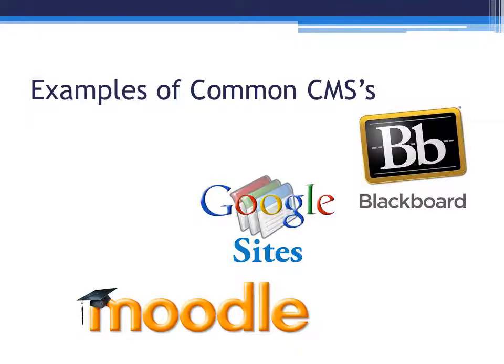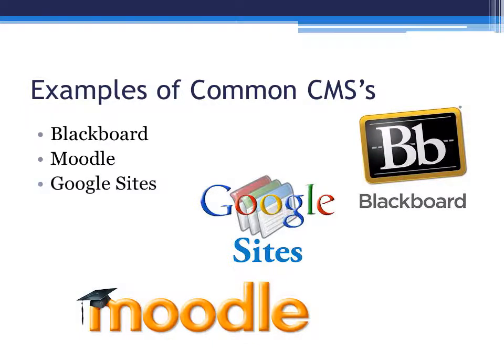Let's talk about some typical or common content management systems. The three most common ones that you'll see in K-12 are Blackboard, Moodle, and Google Sites. Blackboard is what we're using now. Blackboard is a fee-based service. It requires a subscription. It has a cost, but it is a very robust and reliable program. It's been around for a long time, and it's used by many schools and institutions.